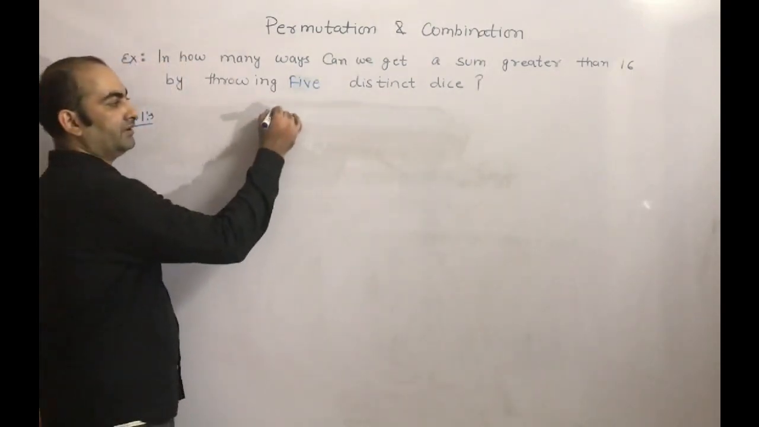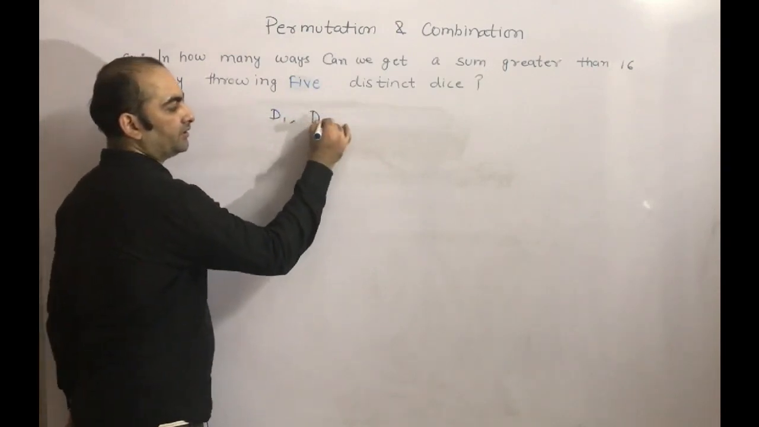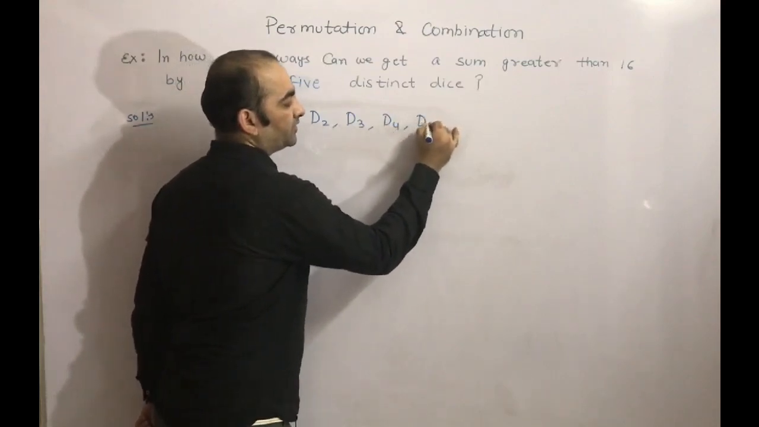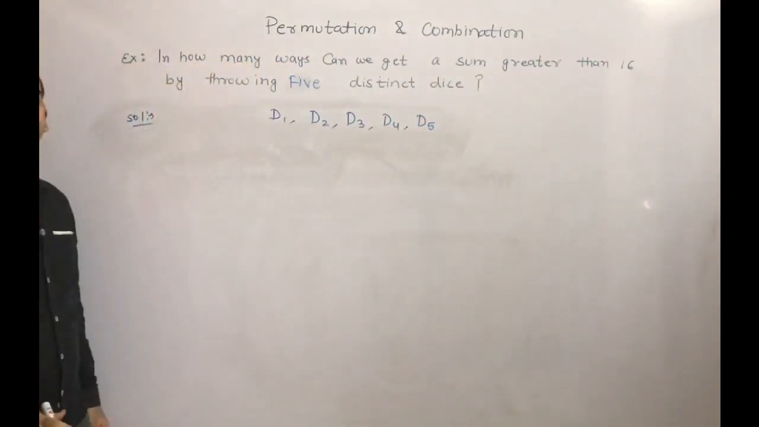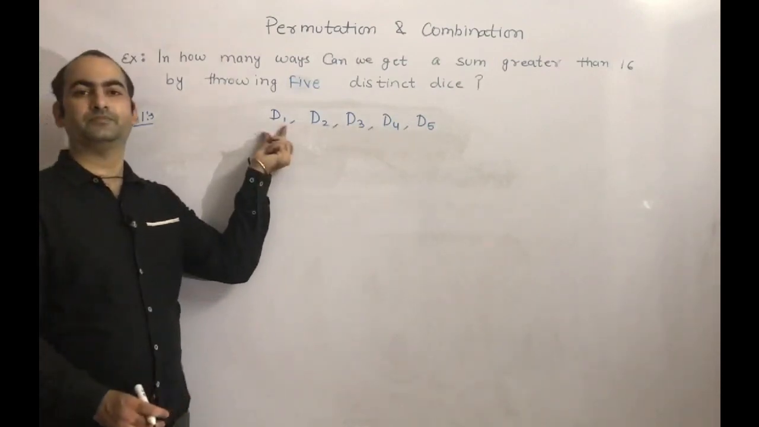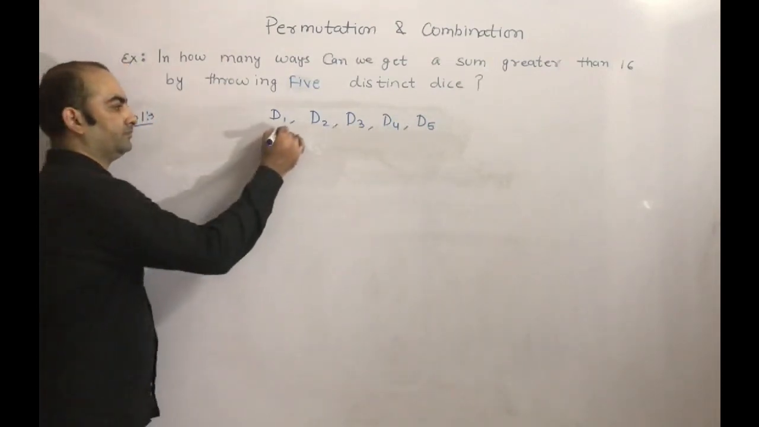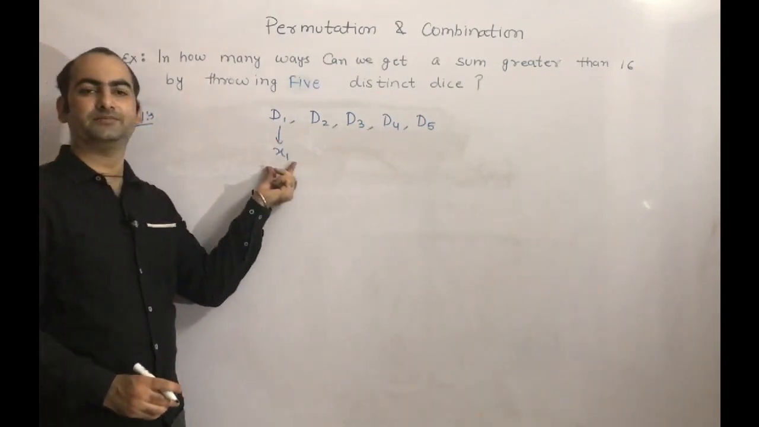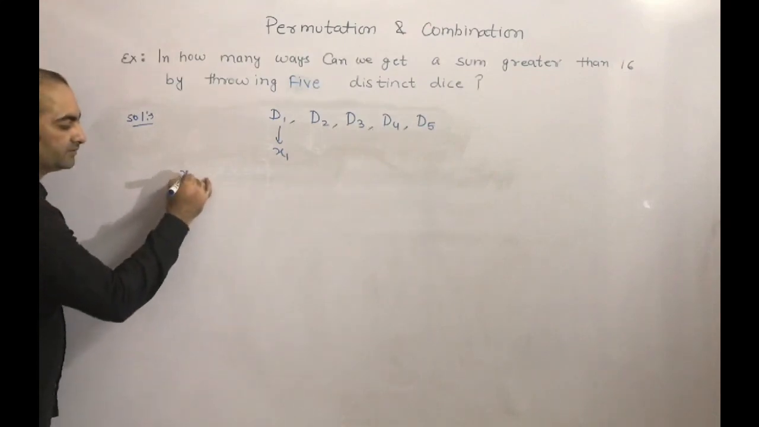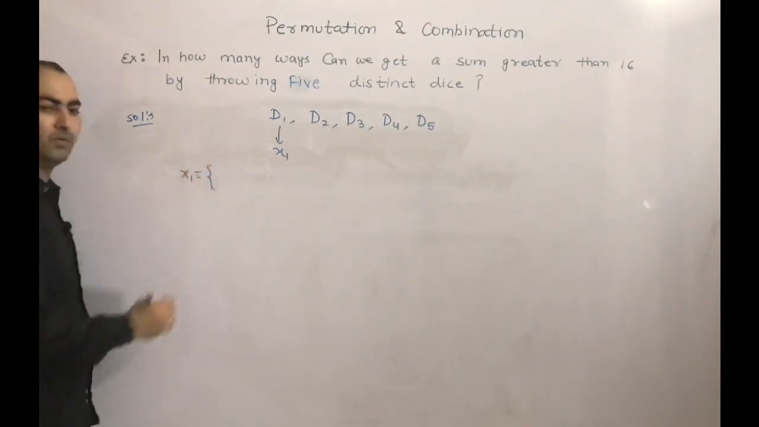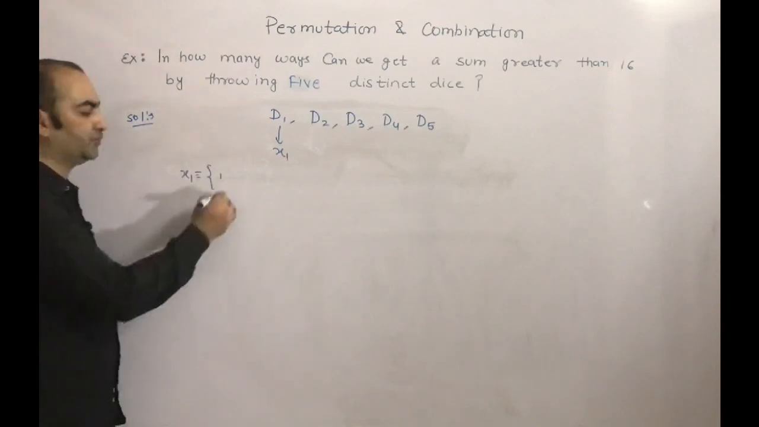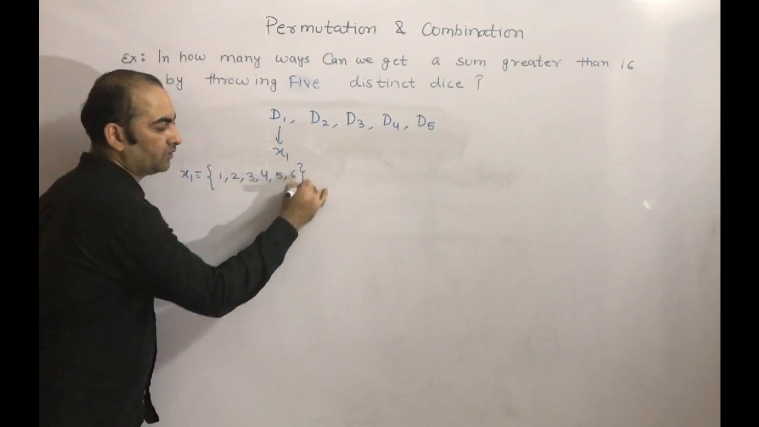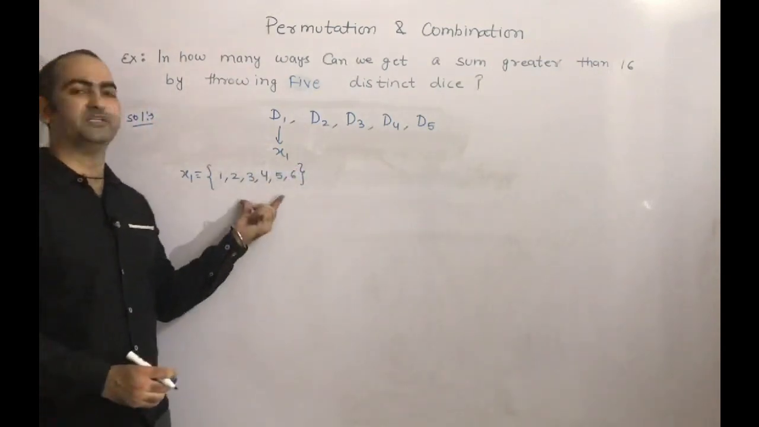So we can take D1 first dice, D2, D3, D4, D5. So these are the 5 distinct dice. Suppose if you roll the first dice, then you are getting x1. Now for x1 what are the possibilities? So x1 can be 1 or 2 or 3 or 4 or 5 or 6. So for x1 we have 6 possibilities.